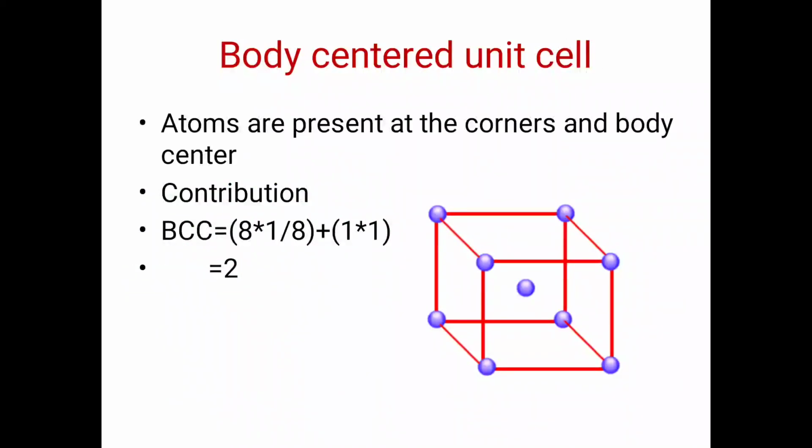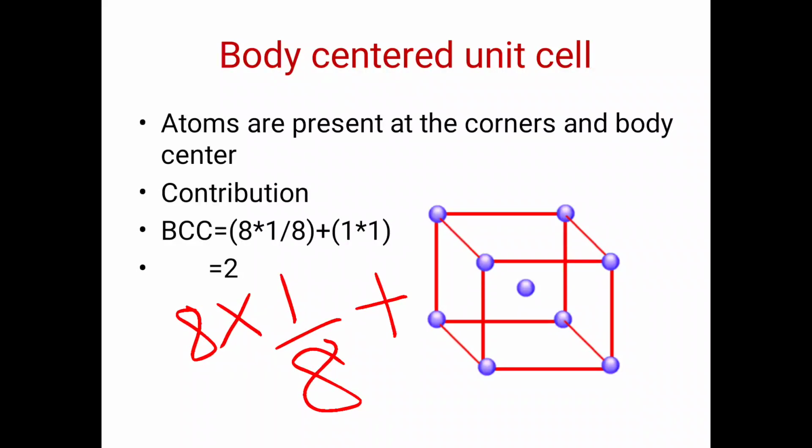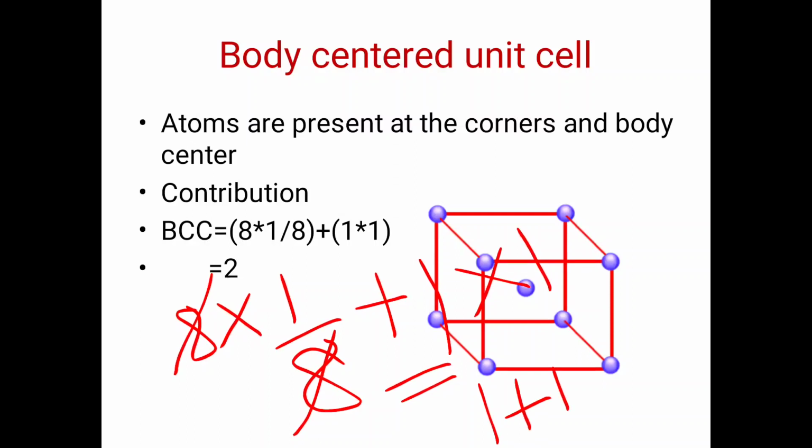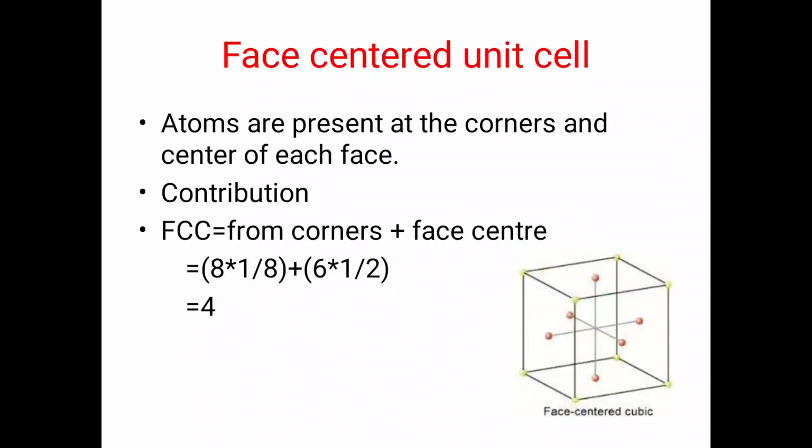Next, for the body centered unit cell. Atoms are present at the corners plus they are at the body center. So how do you find the contribution? 8 atoms at the corners, and the contribution is 1 by 8, plus body centered. How many are there? 1, and its contribution is also 1. So if you cancel 8, you get 1 plus 1, which is nothing but 2. Okay, that is the contribution for body centered.